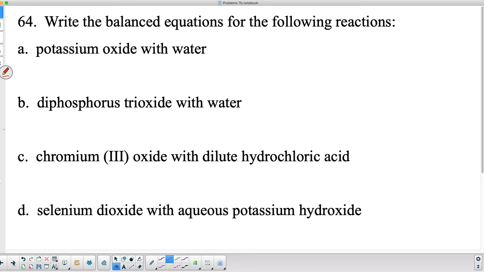Potassium oxide. Now you have to write this stuff out. Potassium has a +1, oxygen has a -2. We haven't done this stuff in a long time. With water, so that's H2O. When I crisscross here, I get K2O, and I get rid of the charges.